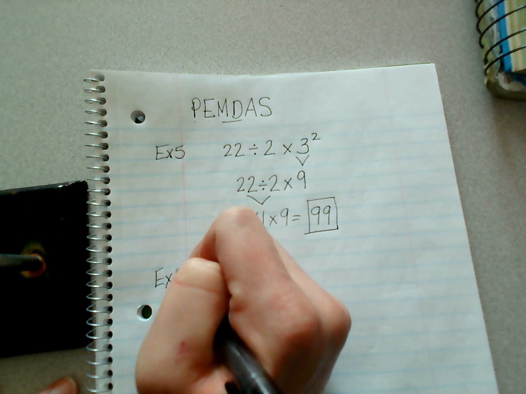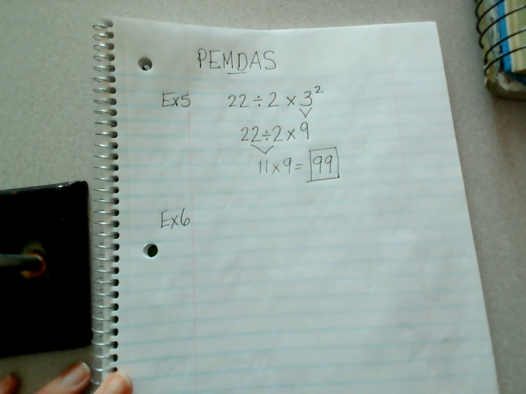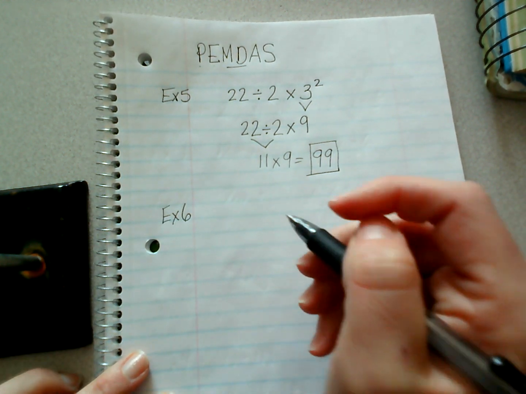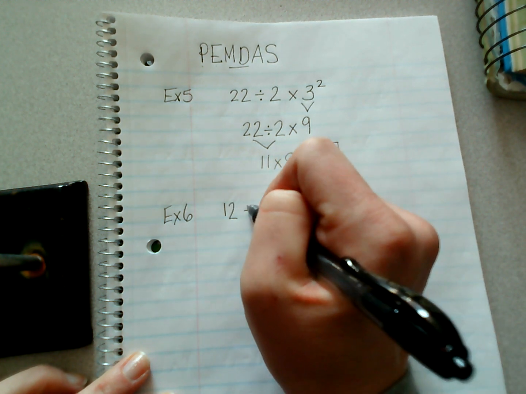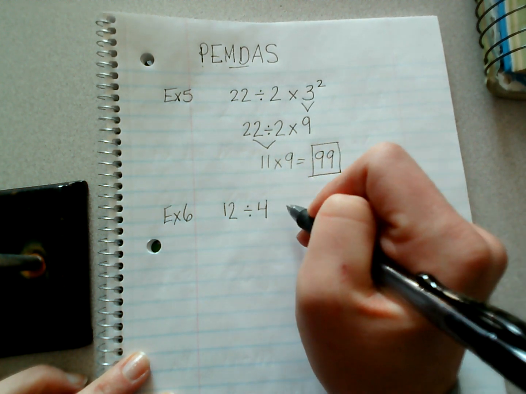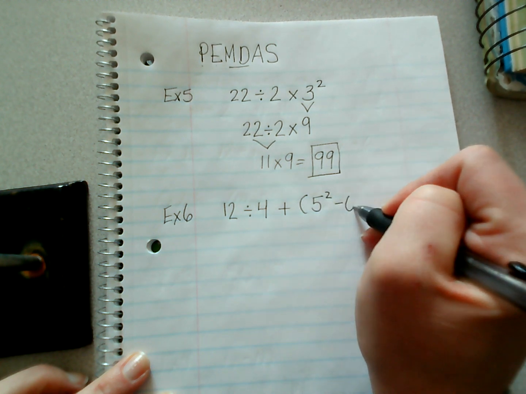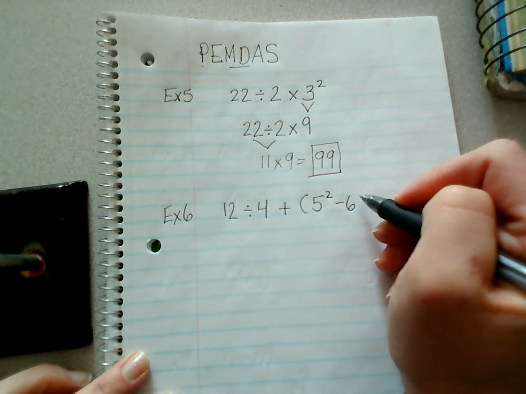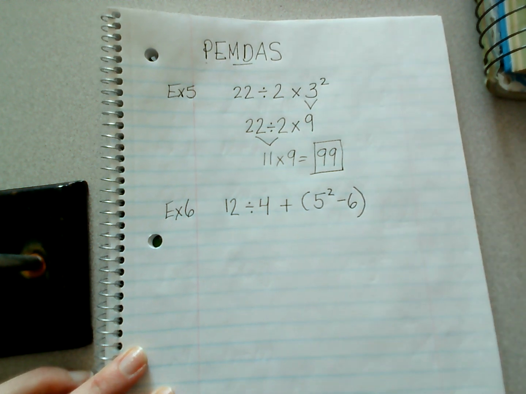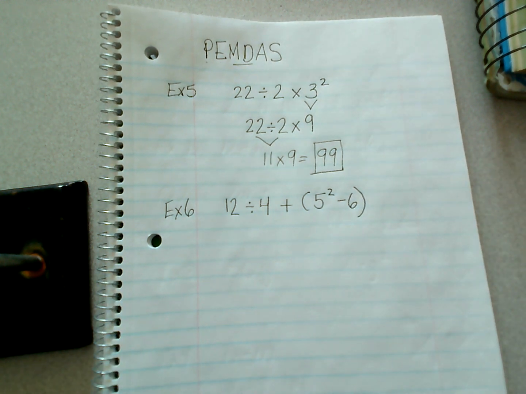Example 6. Why don't you write this with me, pause the video, and try it on your own. 12 divided by 4 plus 5 squared minus 6. Pause. Try it on your own. When you're ready, click play.